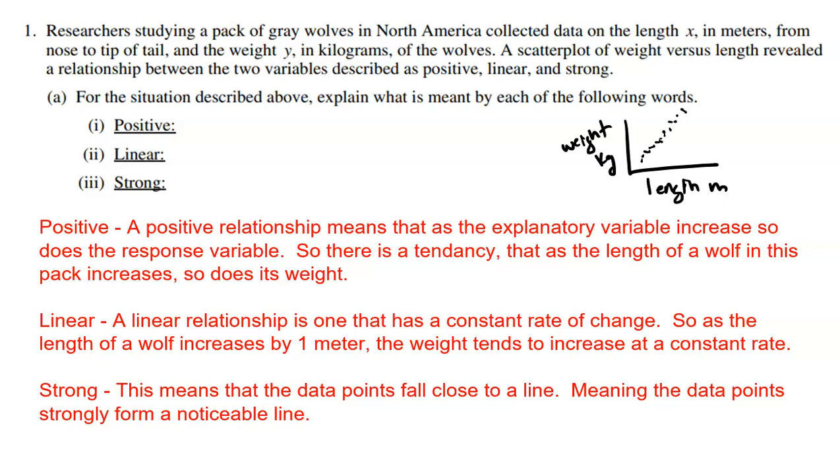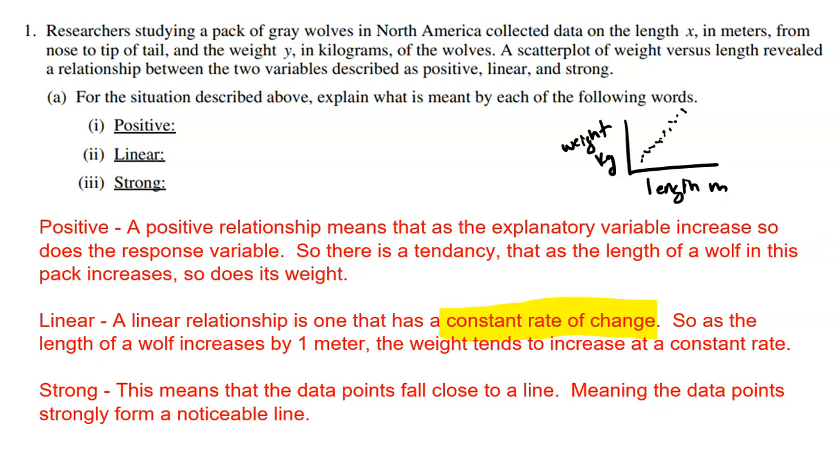Now, a linear relationship is one that has a constant rate of change. That is so important. A lot of kids don't truly know what linear means. They just think it makes a line. But a line is a relationship that has a constant rate of change. It's super vital to your understanding. So as the length of a wolf increases by 1 meter, the weight tends to increase at a constant rate.